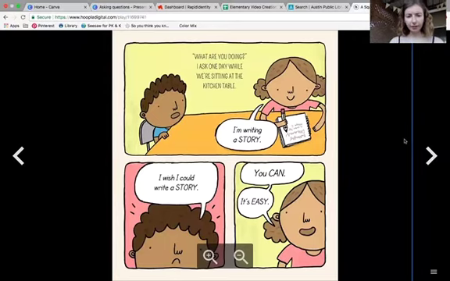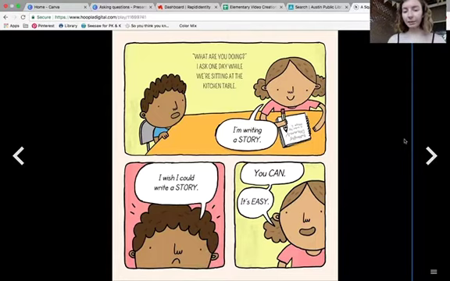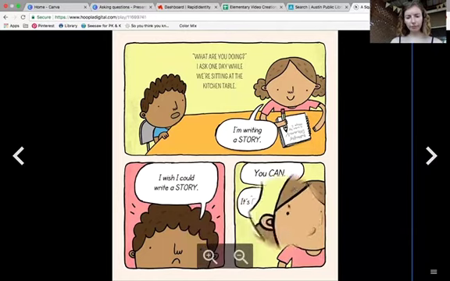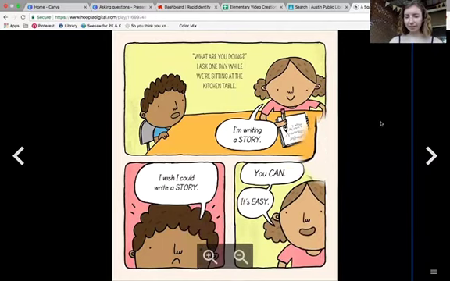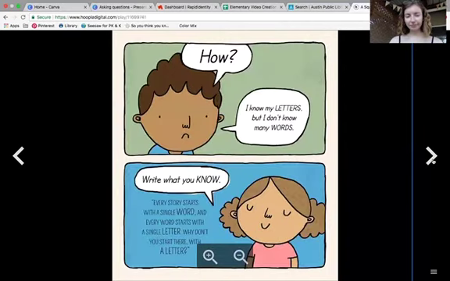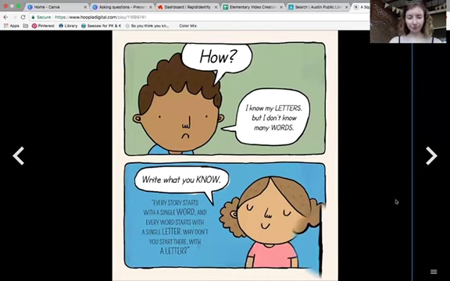What are you doing? I asked one day while we're sitting at the kitchen table. I'm writing a story. I wish I could write a story. You can. It's easy. How? I know my letters, but I don't know many words. Write what you know. Every story starts with a single word, and every word starts with a single letter. Why don't you start there, with a letter?